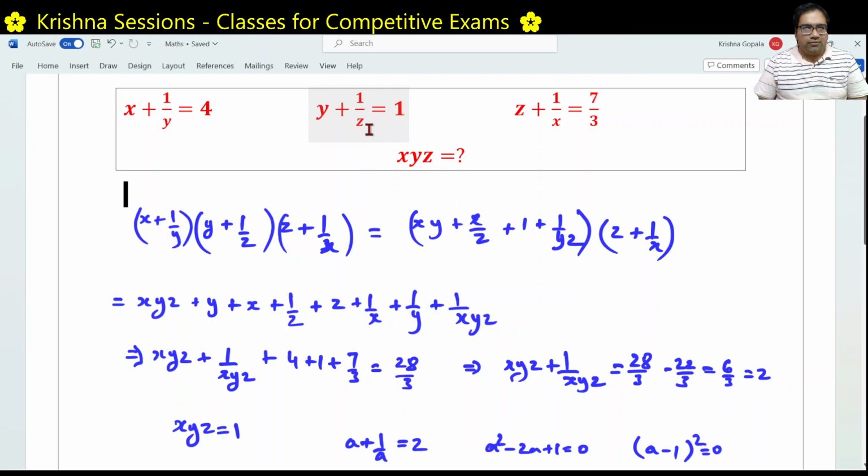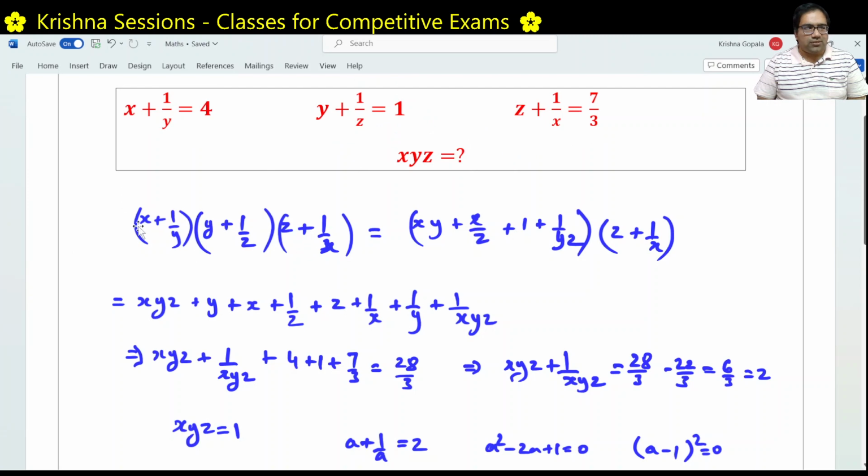One thing we can do while looking at this, we can get a sense, right? We can multiply all of this and some things get cancelled out, or we can sum all of this and some things get cancelled out likewise. So what we'll do, because we need x, y, z, let's try multiplying all three. Right. x plus 1 by y into y plus 1 by z into z plus 1 by x. That's what we have written.